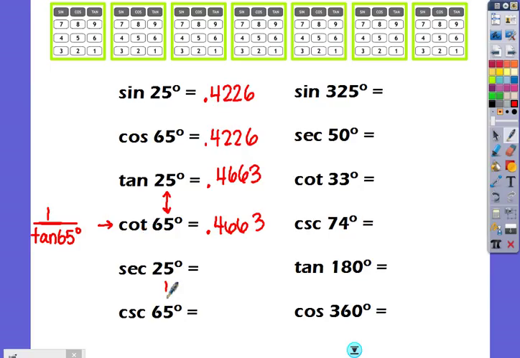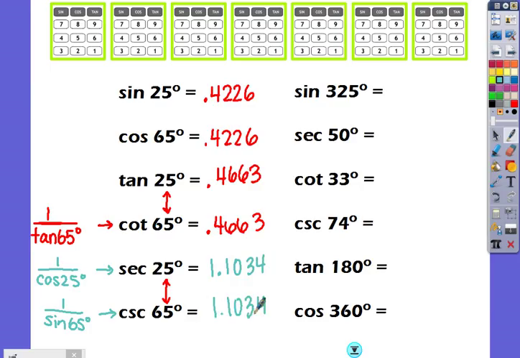Secant and cosecant, can you guess what's going to happen if you use complementary angles? Honestly, you don't need to know that. I just think it's interesting. So when you're typing in secant into your calculator, it's 1 over cosine 25. When you're typing in cosecant, 1 over sine 65. So it's going to be really important that you remember which one goes with which. Let's see if my pattern holds. It sure holds. Here it is. 1.1034. Secant and cosecant are related in that way. I hope you get the idea. You can try these other ones if you'd like.